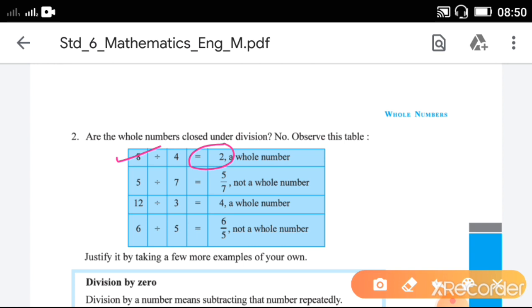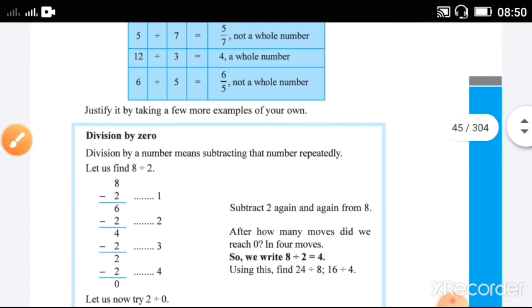Next, division. 8 divided by 4 is equal to 2. That is a whole number. 5 divided by 7, you will get 5 upon 7. It is a rational number. It is not a whole number.